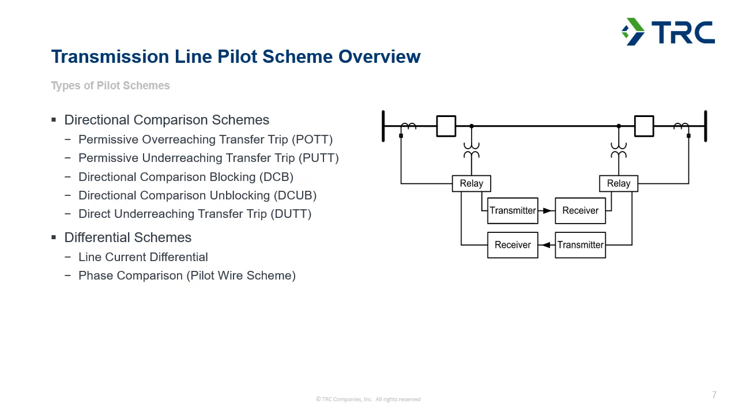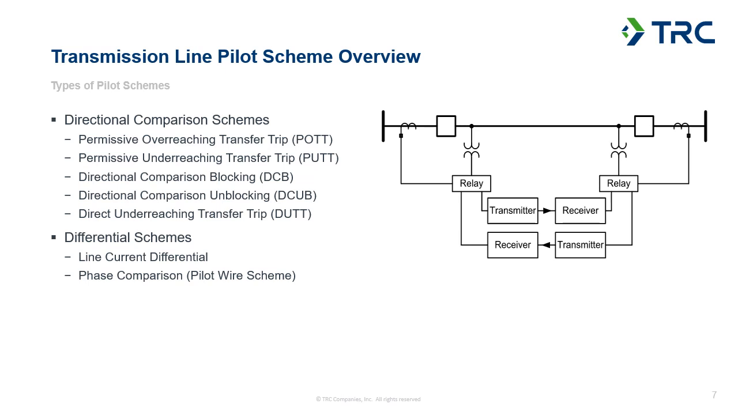There's also some direct tripping schemes, like a direct underreaching transfer trip scheme, that one relay at one terminal can directly trip the breaker at the other terminal through the communications channel, and oftentimes processed through the relay logic.